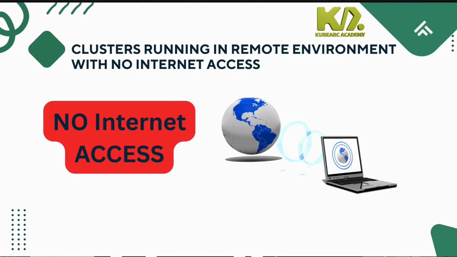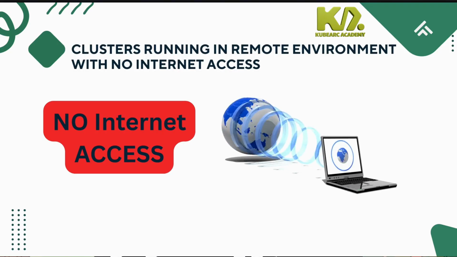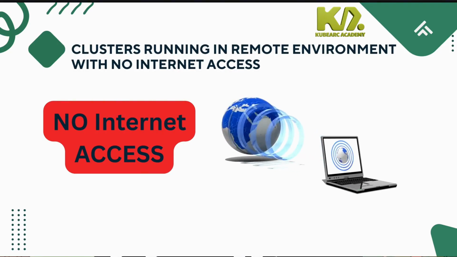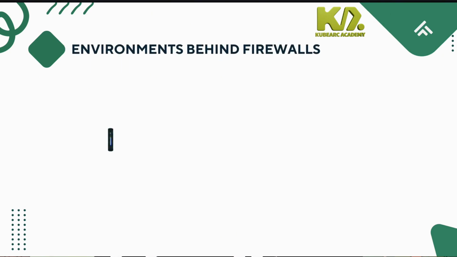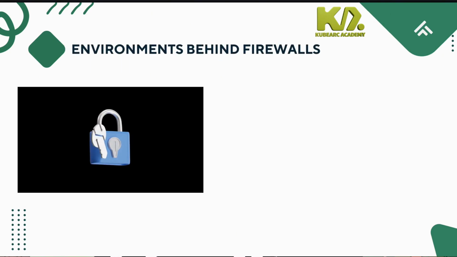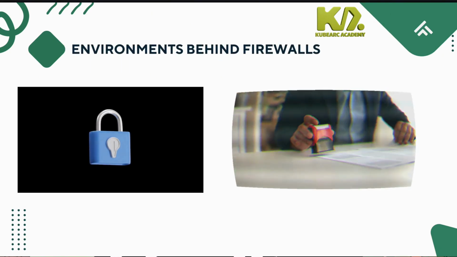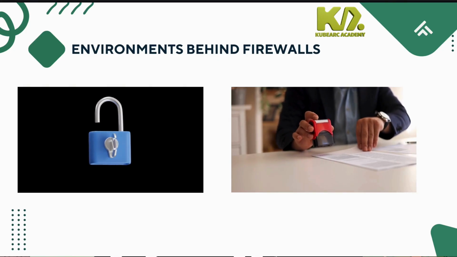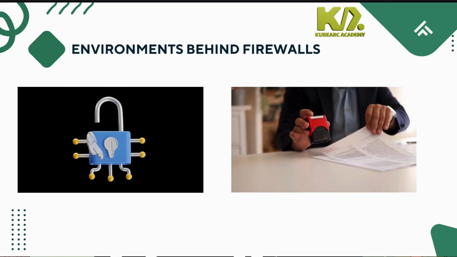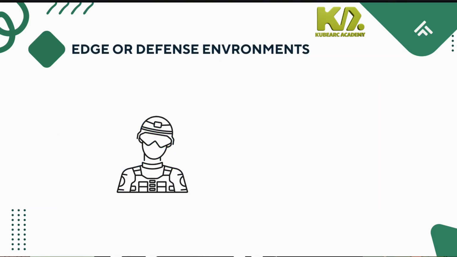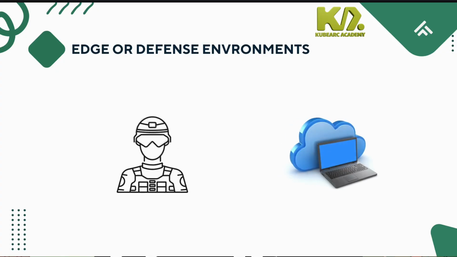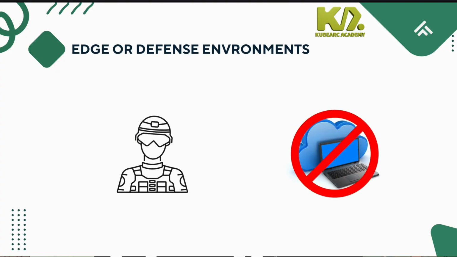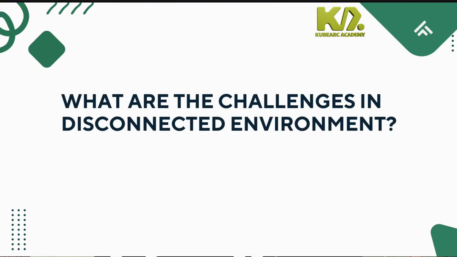Clusters running in remote locations where there is no internet access to download container images must be installed in disconnected mode. In environments operating behind strict firewalls, where every container image needs to be manually reviewed and approved, a disconnected setup is the most reliable approach. Similarly, in edge or defense environments where cloud access is not an option, disconnected installation is the only viable solution. But with that security comes complexity.